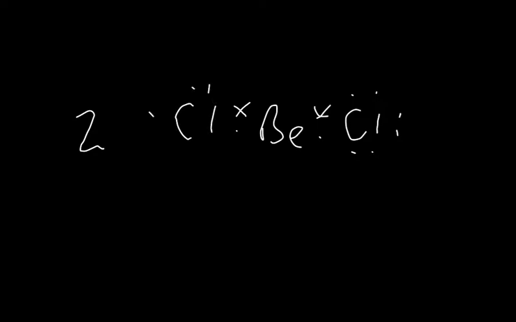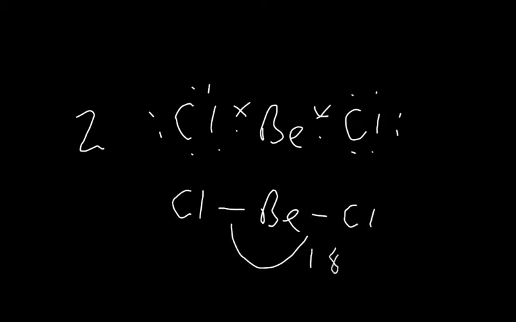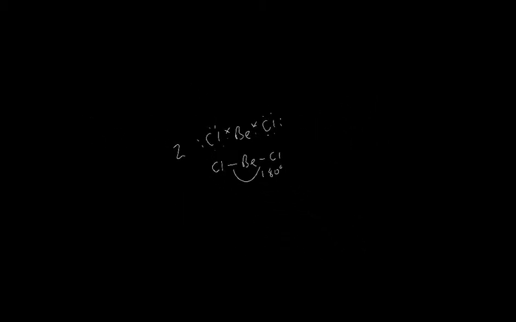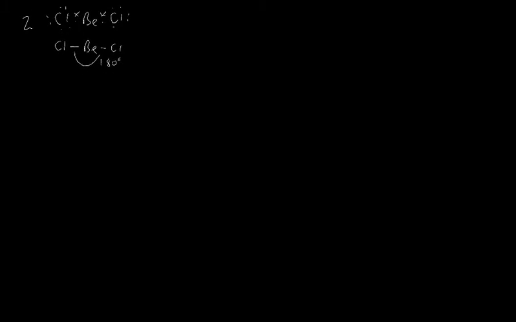Okay, shapes of molecules. Let's start with two bonding pairs of electrons. Good example, beryllium chloride, beryllium group 2, chlorine, form two covalent bonds. There we go, and that means we've got something that looks like that with a bond angle of 180 degrees. That's 2. Let's put that one up there.